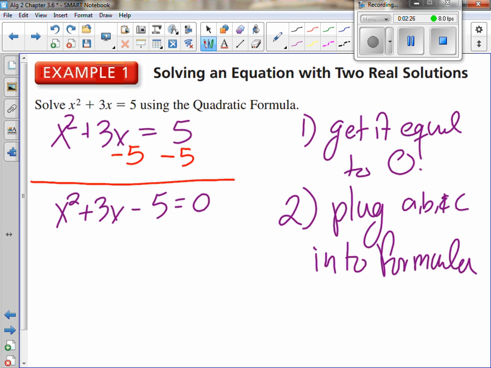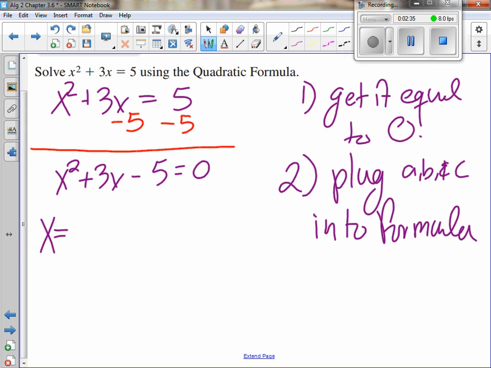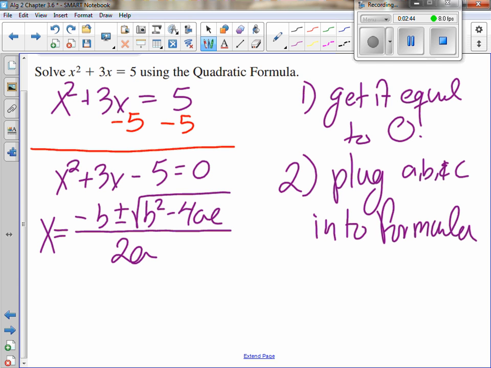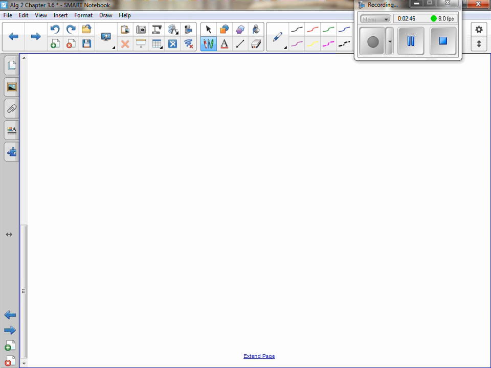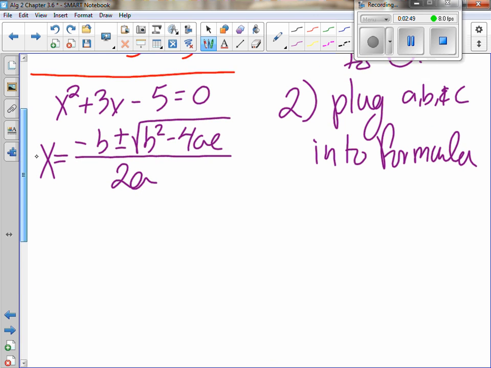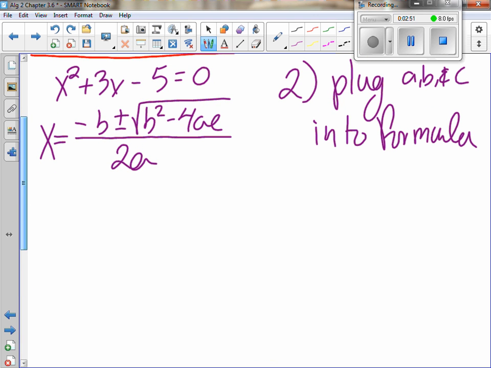Step 2, plug a, b, and c into the formula. And the formula we're talking about is this quadratic equation: negative b plus or minus the square root of b squared minus 4ac all over 2a. Now, again, this is all going back to our ax squared plus bx plus c.